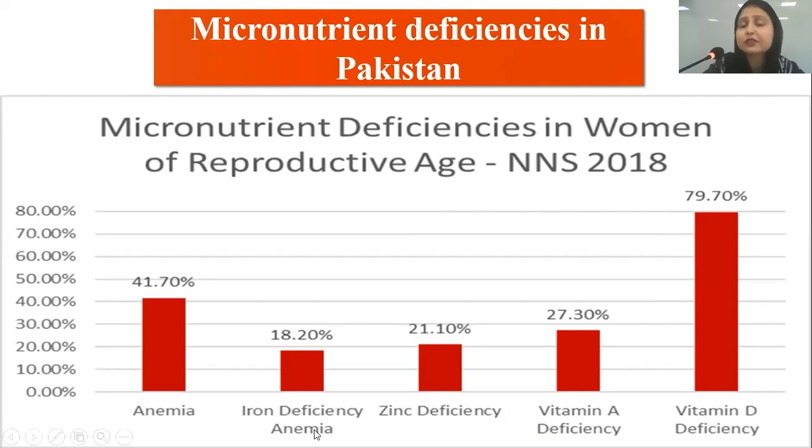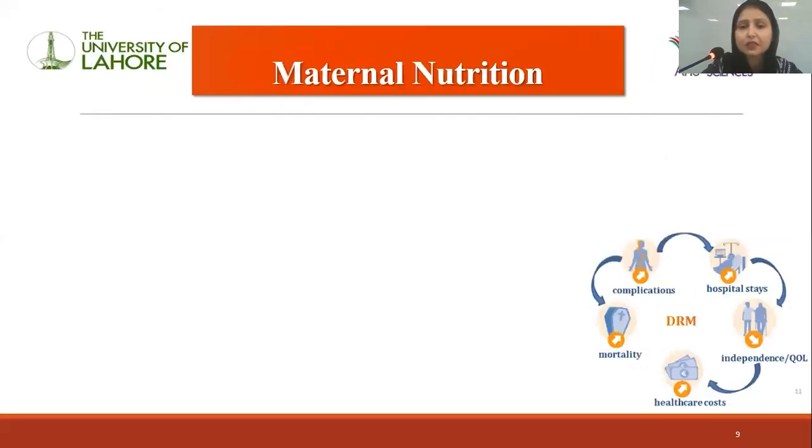And iron deficiency. Iron is very important for reproductive age women and for pregnant women, and 18% of women were suffering from iron deficiency. The deficiency of iron affects children's IQ level, mental abilities, and productivity capacity.